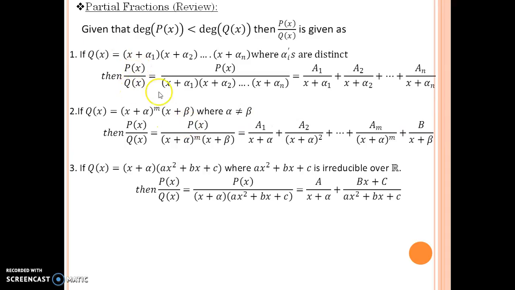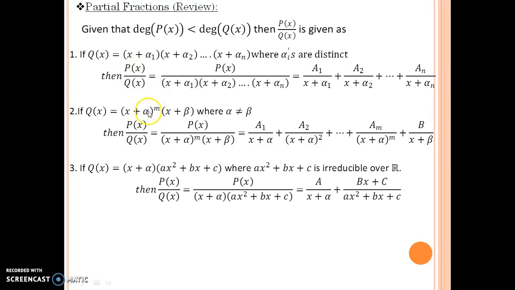So p(x) over q(x) can be expressed as a1 over x plus alpha 1, plus a2 over x plus alpha 2, and so on up to an over x plus alpha n. Since each root is distinct and each power is 1, you can write it in this manner. Now let us see if we have multiple roots.